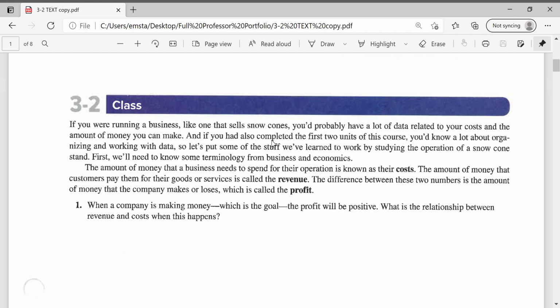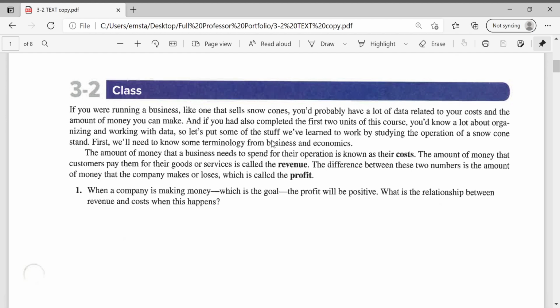First, we need to understand a little bit of terminology from business and economics. The amount of money that a business needs to spend for their operation is known as their costs. The amount of money that the customers pay for the goods or services is called revenue. The difference between these two numbers, the revenue minus the cost, is known as the profit.